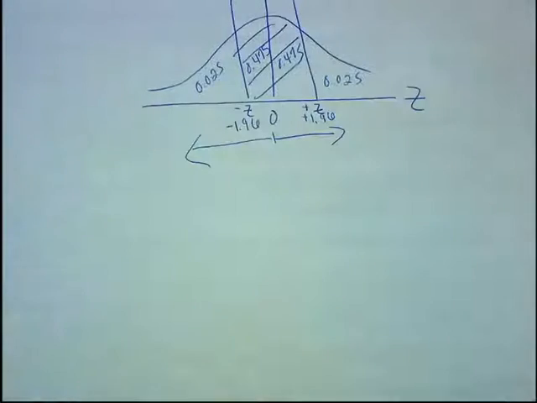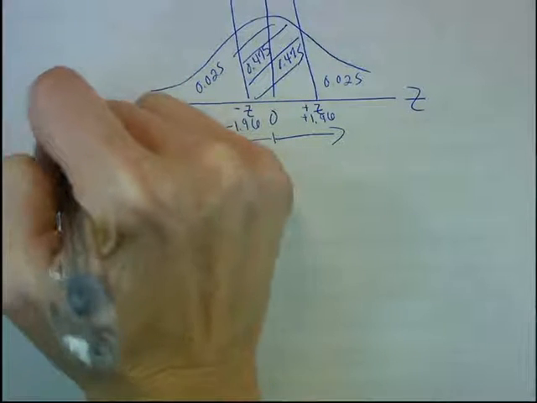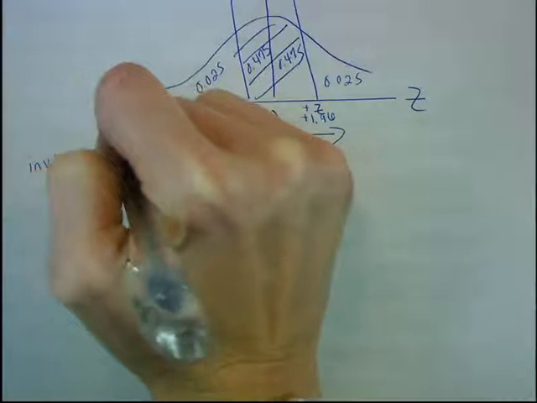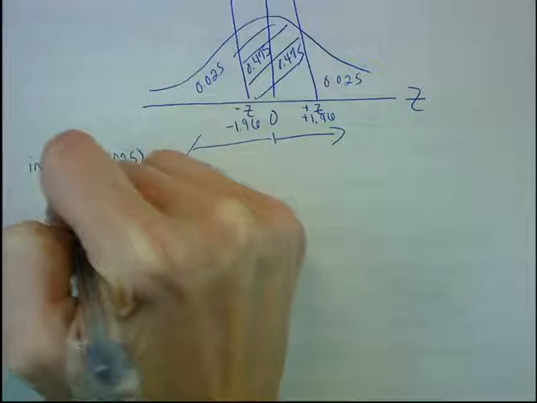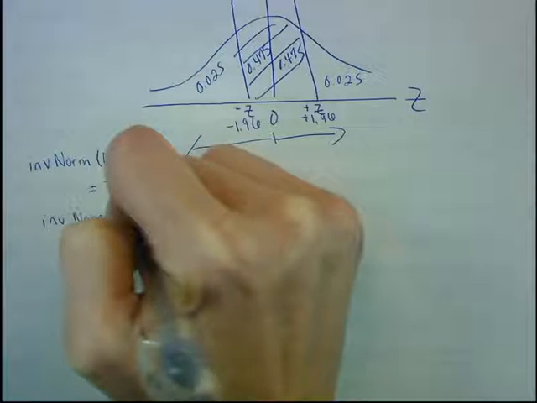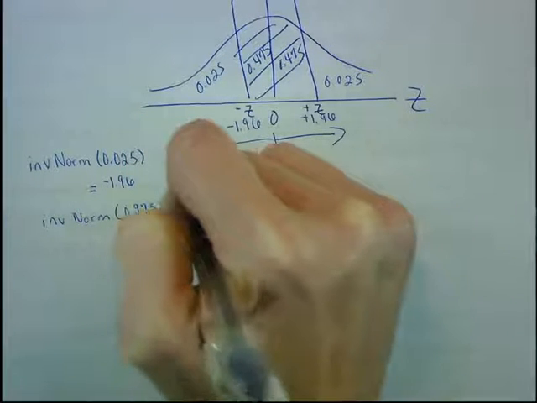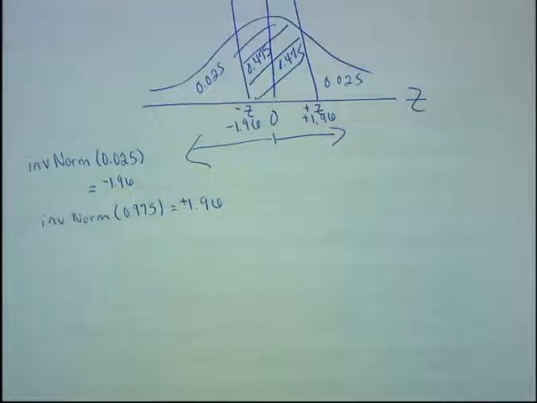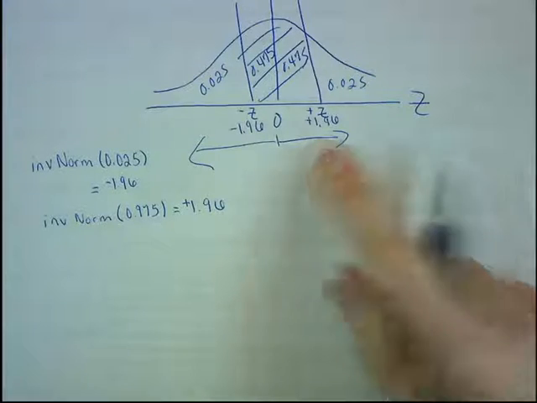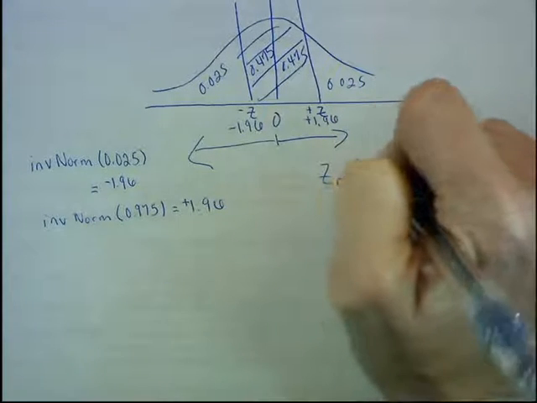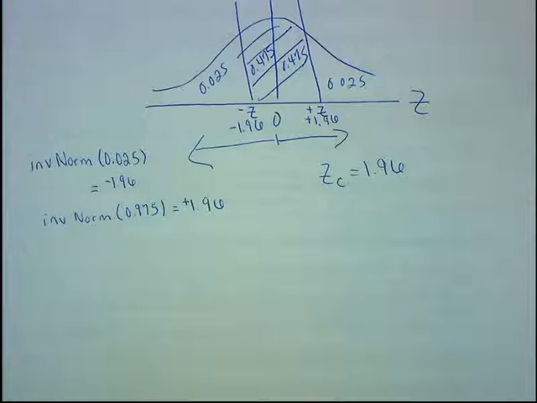Now, calculator people, you could use invert norm on this. Invert norm 0.025 is going to give you negative 1.96. And invert norm 0.975 is going to give you a positive 1.96. Now, with these critical values, we always go with the positive z-score. So therefore, z sub c is 1.96 for a 95% degree of confidence. And we know it to be a z interval for the mean.